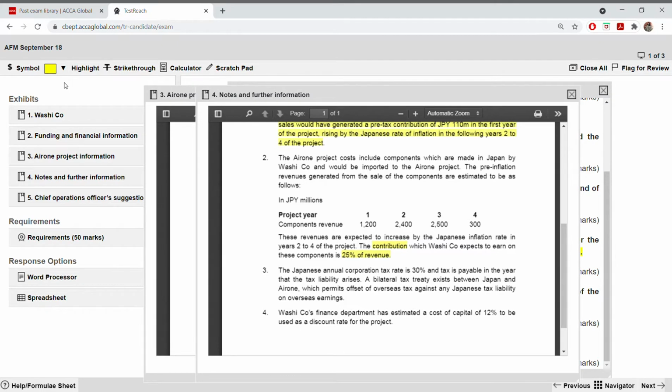Contribution means what? Your revenue minus your variable cost only. So here you don't have to work it out from your cost. You can just take 25% of revenue and you will get the contribution.